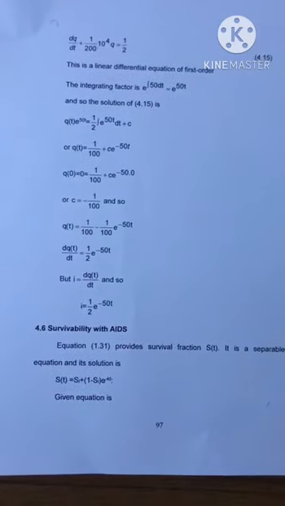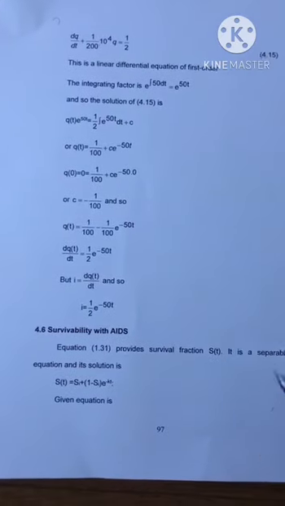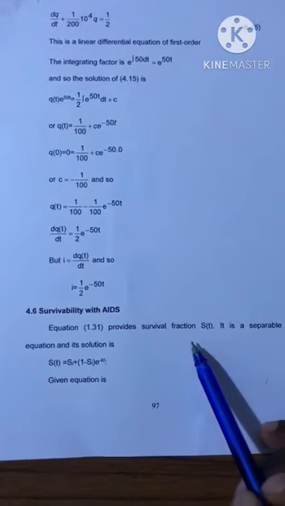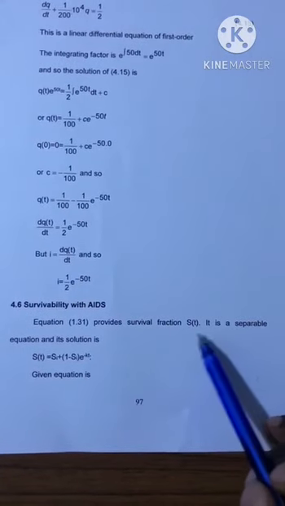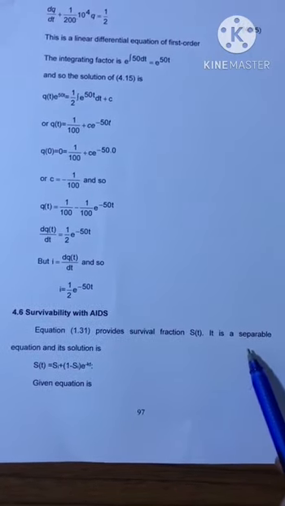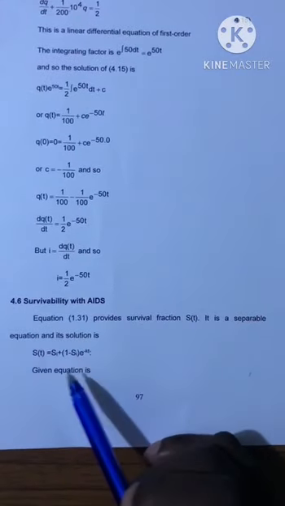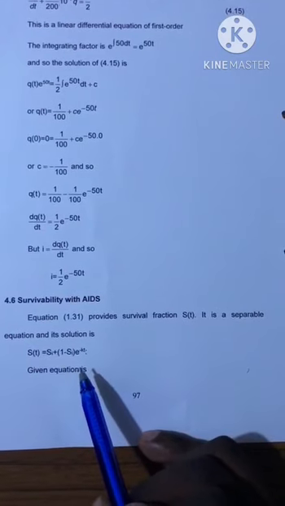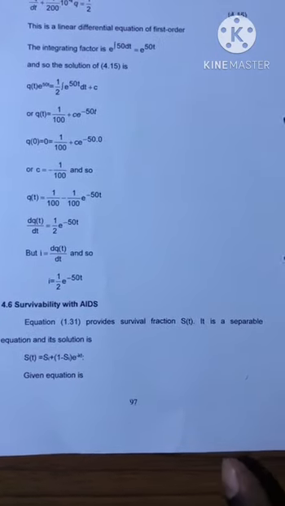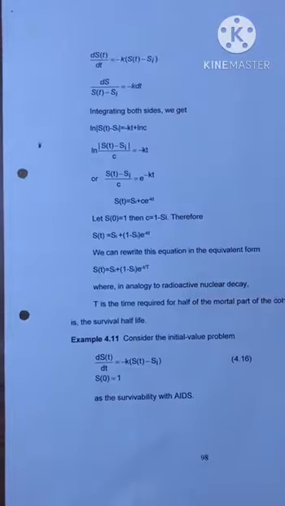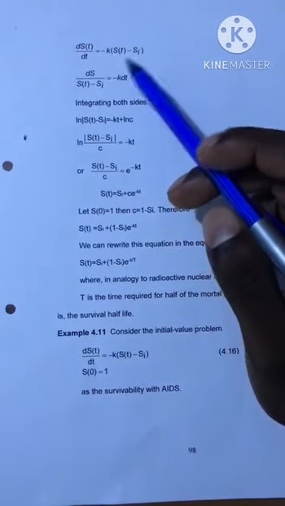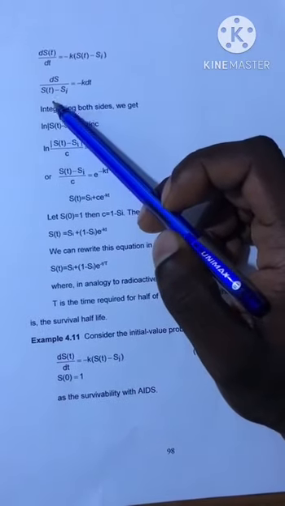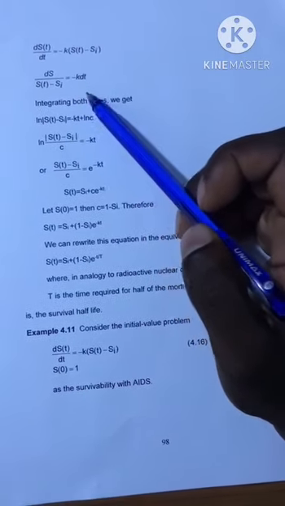Survivability with AIDS: we are going to use separation of variables in the model's equation that provides the survival fraction S(t). It is a separable equation, and its solution is S(t) equals S_i plus (1 minus S_i) e^(-kt), given the equation dS(t)/dt equals minus k (S(t) minus S_i). So dS/(S(t) minus S_i) equals minus k dt.